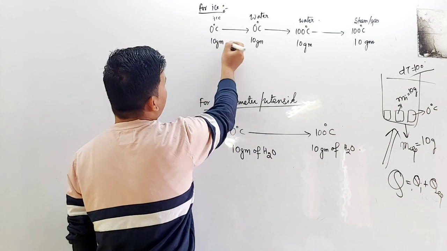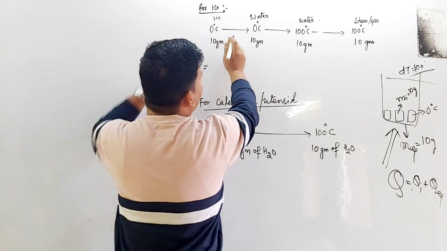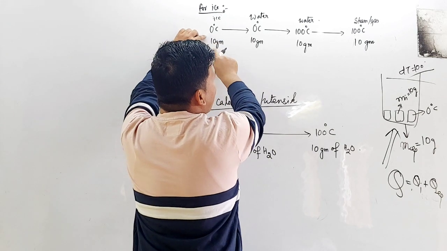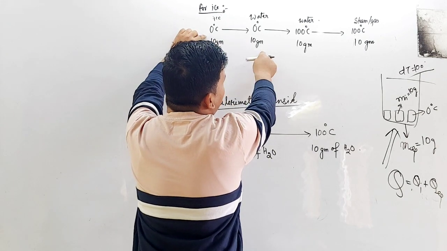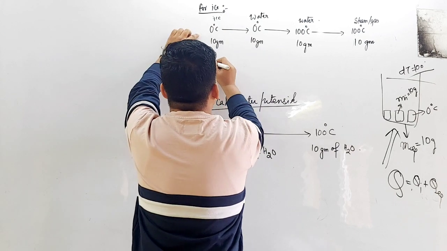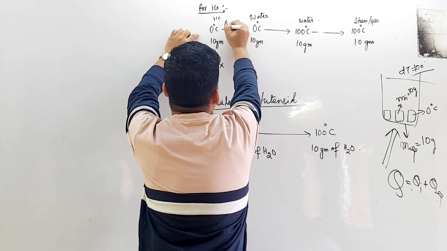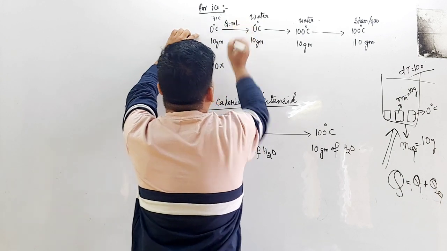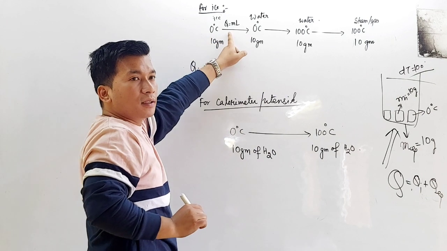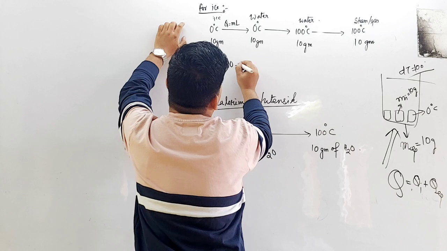What is the total heat? This 10 gram of ice changes to 10 gram of water. It is a multi-process: 10 gram into what is the latent heat, M L. Can we apply this formula? For the change of state, 10 into the latent heat of fusion.